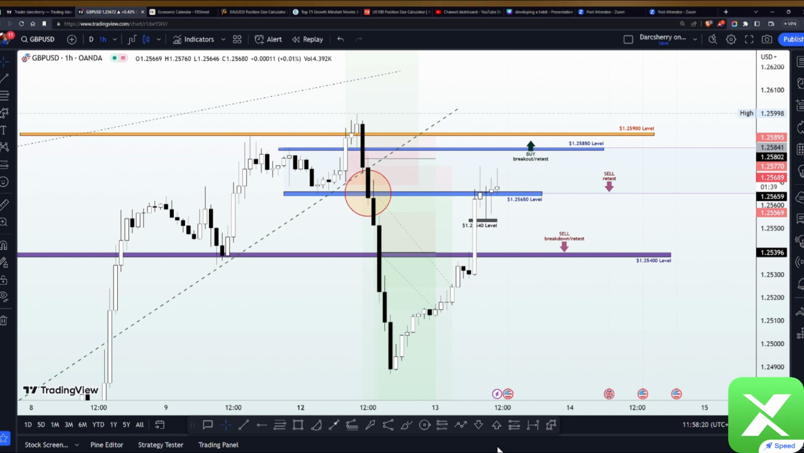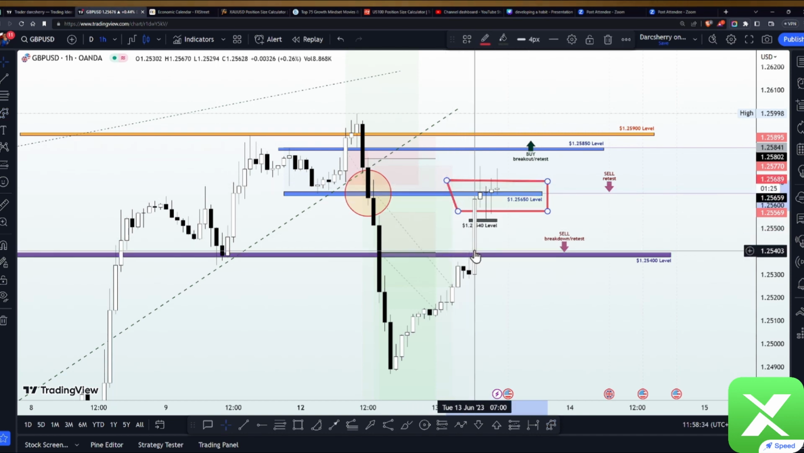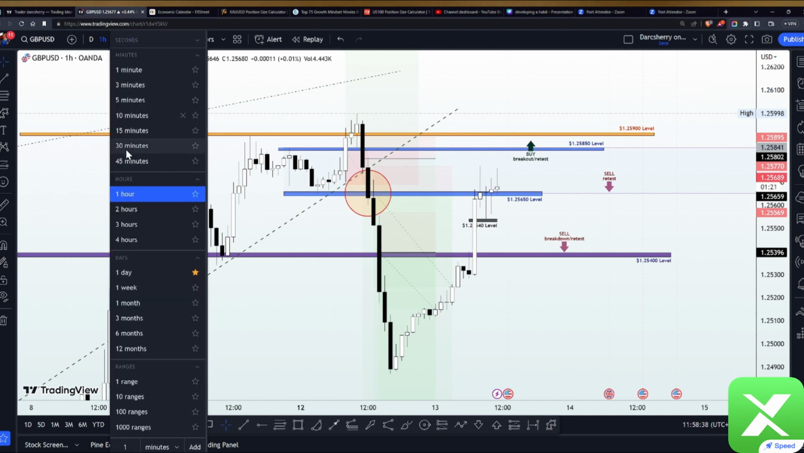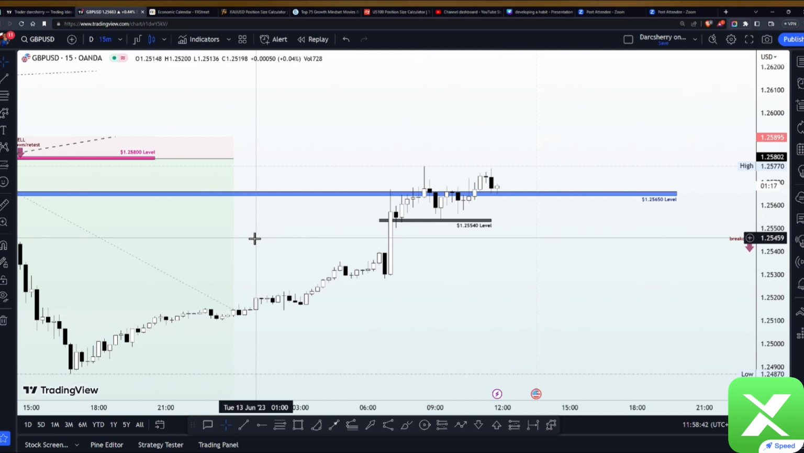Well, what we are going to be doing now is to try to see or monitor how price action will be reacting to the 1.25650 level to determine what our next line of action will be. So in that regard, I scaled down into a much lower time frame, like the 15 minutes time frame, to see how price action has been reacting to that zone, and as well look out for patterns that will support the idea of a bearish momentum.